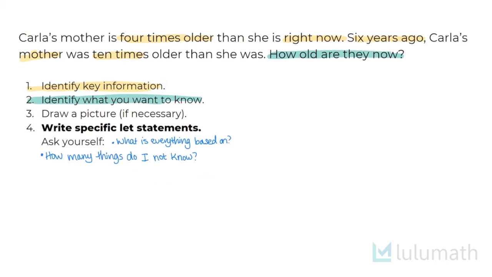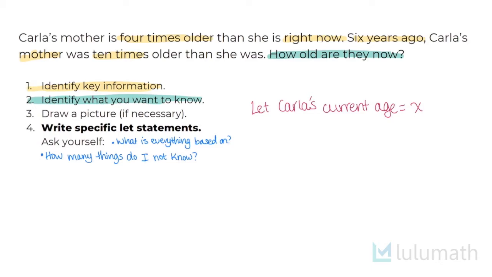So here I know that Carla's mother is 4 times older than she is right now. So in order for me to be able to figure out Carla's mother's age, I need to know Carla's age. So that's what everything is based on. So for starters, we're going to say let Carla's age now, and if we don't know it, I'll just call it X. We're going to let Carla's current age equal X.